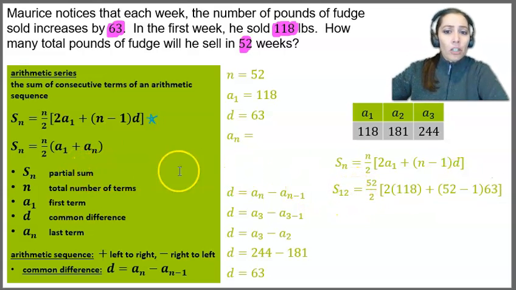S sub n is the partial sum, and we know n is 52, so this is going to be S of 52 right here. Then we are going to take n divided by 2, so that's 52 divided by 2, equals 2 times a sub 1. Our a sub 1 is 118, plus the quantity n minus 1, so that would be 52 minus 1, times our common difference of 63.